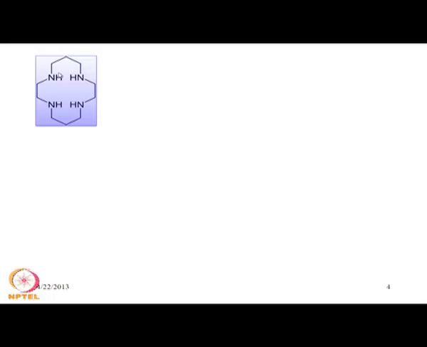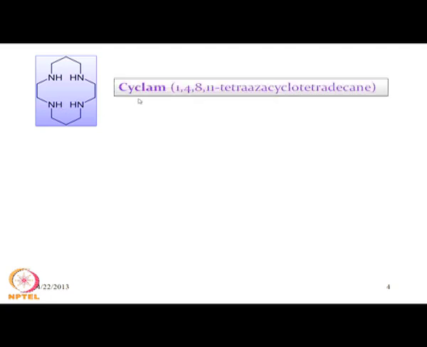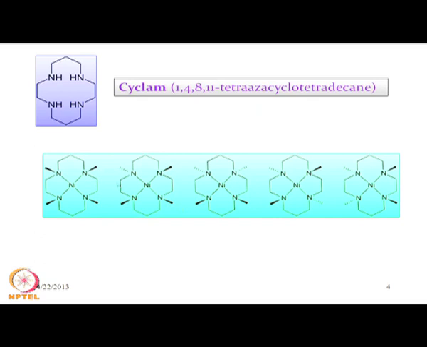Then, if we just increase the backbone from ethane to propane, that means CH2 whole 2 to CH2 whole 3, that means we have a little bit relaxed macrocycle, which is a different one, and we call it cyclen. So, the cyclen ligand is related to the previous one, but it has a different cavity size for the coordination to the metal center. And we have all isomeric forms we can have, since all the NH groups can be substituted by N-methyl or N-ethyl.